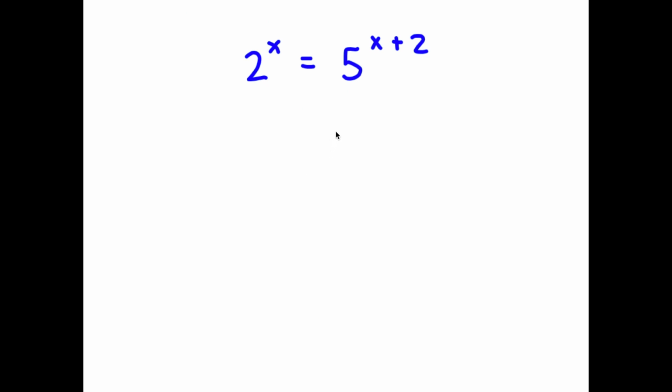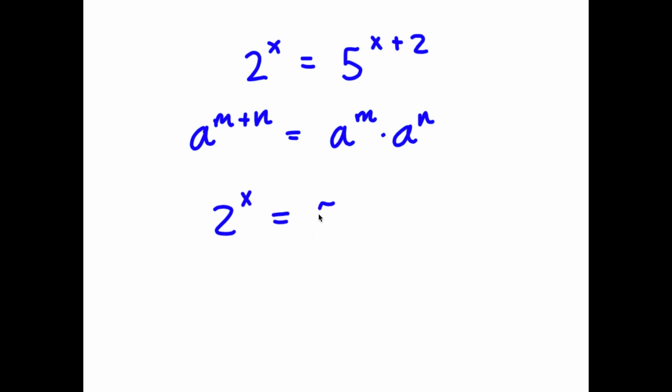Alright, so in this problem, I have 2 to the power of x is equal to 5 to the power of x plus 2. So to start, if I have something in the form a to the power of m plus n, this is equal to a to the power of m times a to the power of n. So 5 to the power of x plus 2, I can rewrite this as 5 to the power of x times 5 to the power of 2.